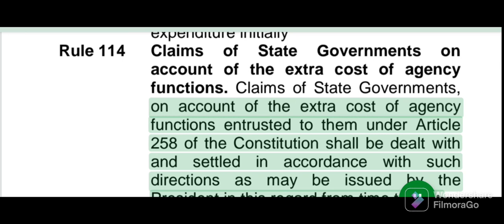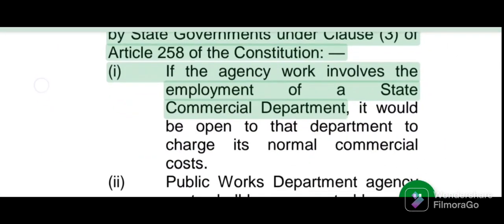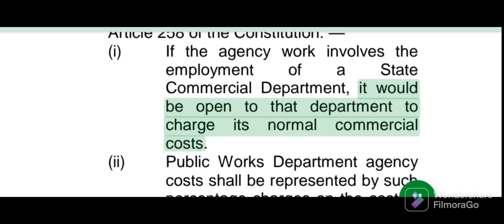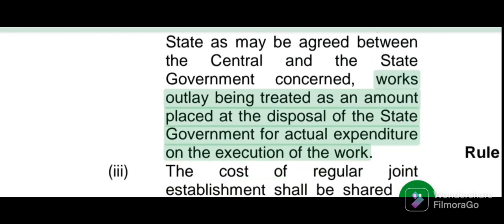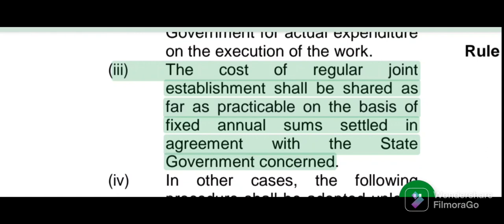If the agency work involves the employment of a state commercial department, it would be open to that department to charge its normal commercial costs. Public Works Department agency costs shall be represented by such percentage charges on the cost of central works executed by the state as may be agreed between the central and the state government concerned, works outlay being treated as an amount placed at the disposal of the state government for actual expenditure on the execution of the work. The cost of regular joint establishments shall be shared as far as practicable on the basis of fixed annual sums settled in agreement with the state government concerned.